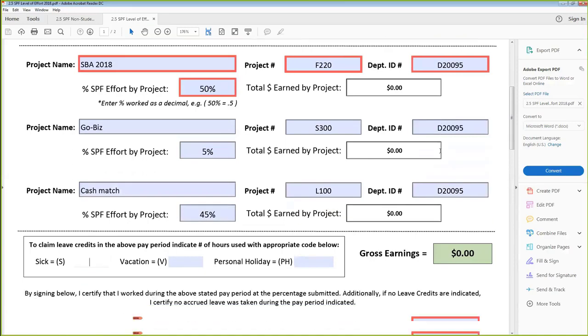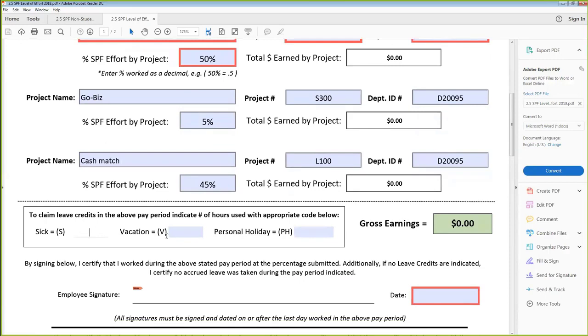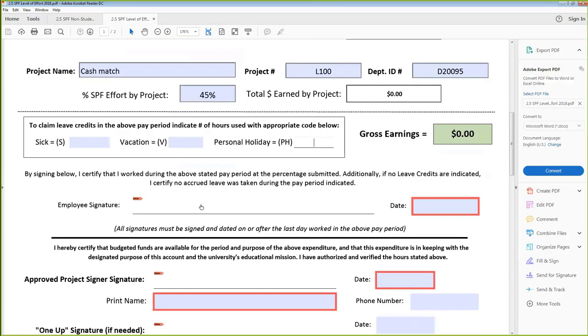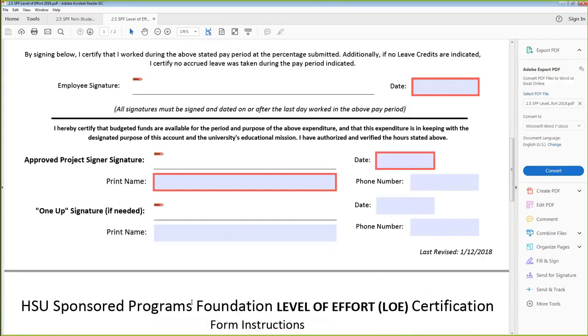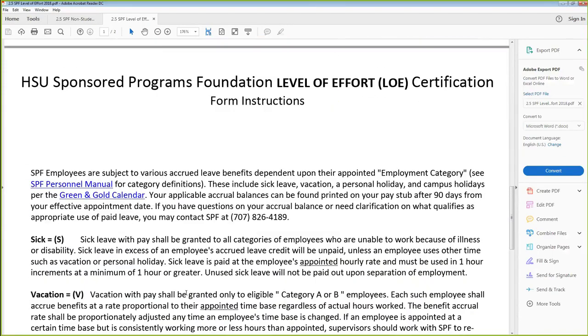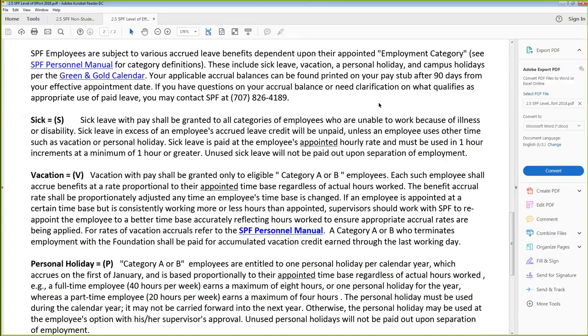And I could capture all my time and have it add up to 100%, put down if I took any vacation time or sick, and sign it here. And again, even though I could sign for funds, I would need to either have Kristen or Steve sign because they're a one-up for me. And there's instructions about how to fill out the form behind it.